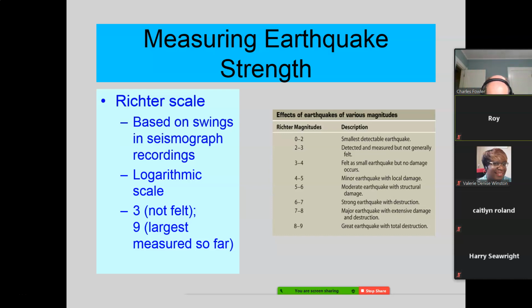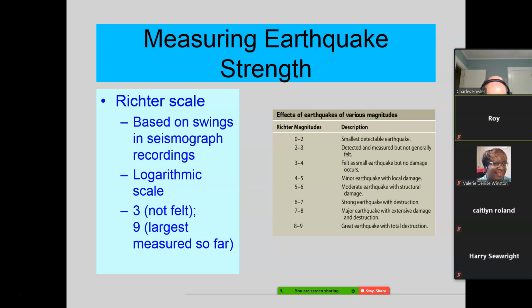Okay? But the amount of energy released increased by a factor of 30. 3 times 10. So the energy goes up by a factor of 30 for every one on the Richter scale, but the actual ground movement goes up by a factor of 10. Okay.